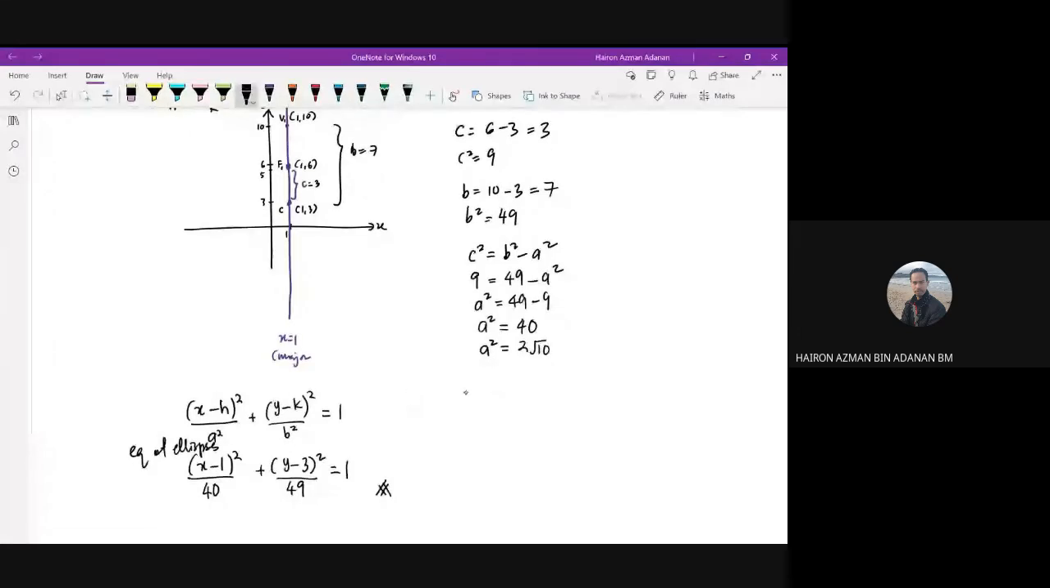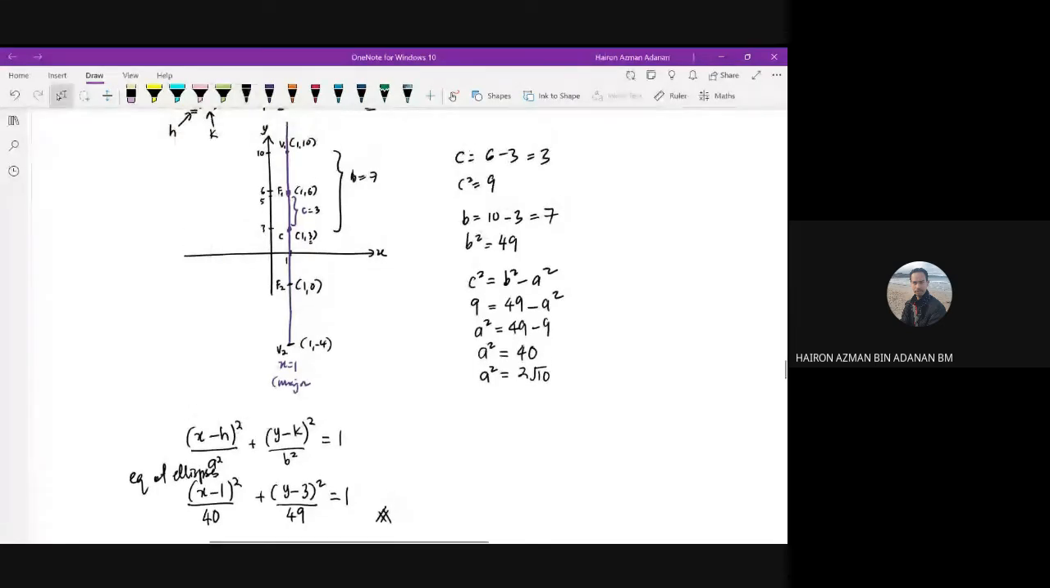So the next focus here, the second focus, you will get 3 minus 3, so (1, 0). And then 3 minus 7, you will get (1, negative 4). So here is (1, negative 4). This is your second vertex for the major axis.